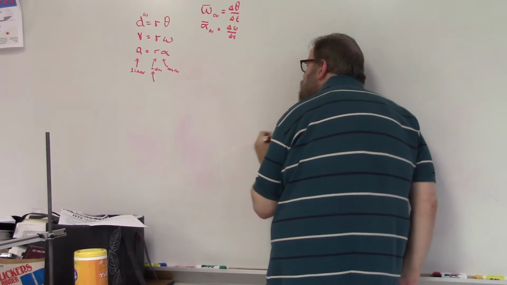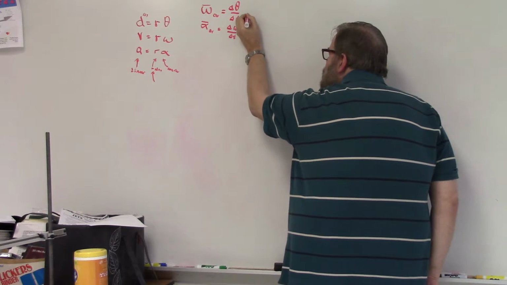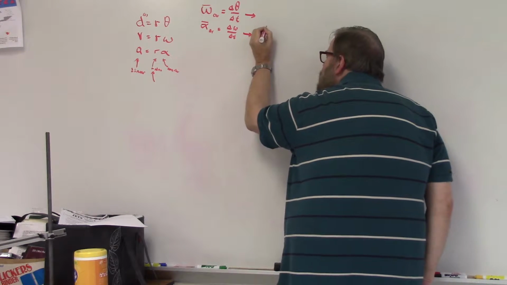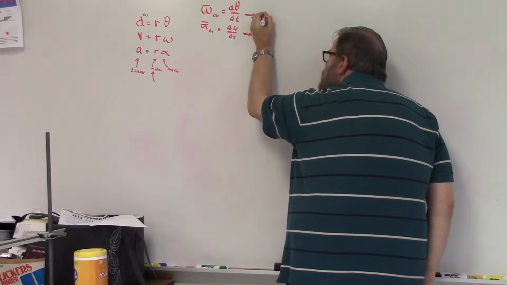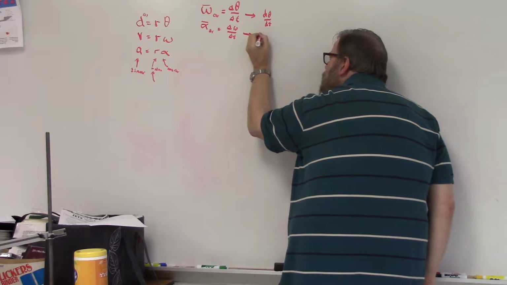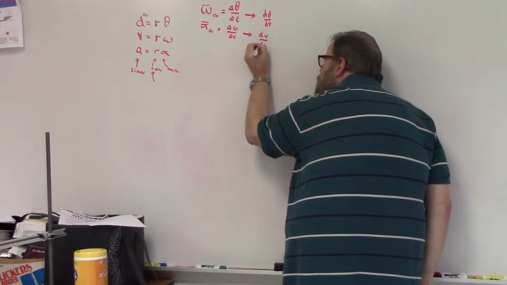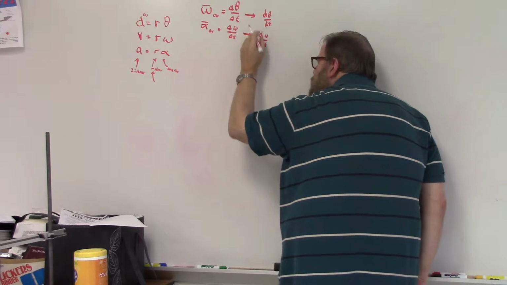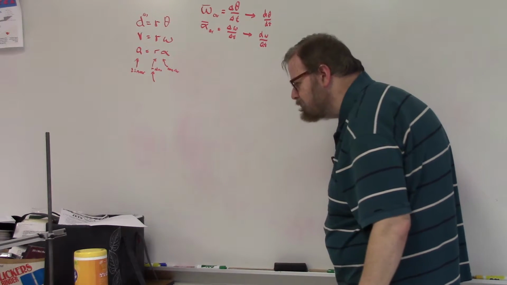That's the average. If we go to instantaneous, then this gets to our calculus part here. So we're going to go to instantaneous here. And we would say it's d theta dt and d omega dt. So the averages become instantaneous when you use differentials or derivatives there.